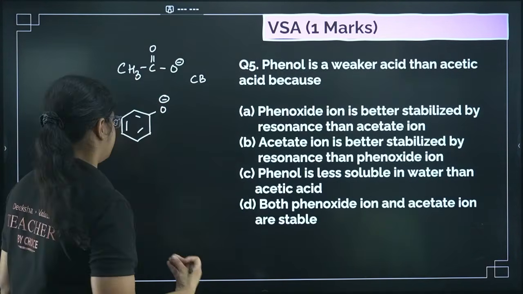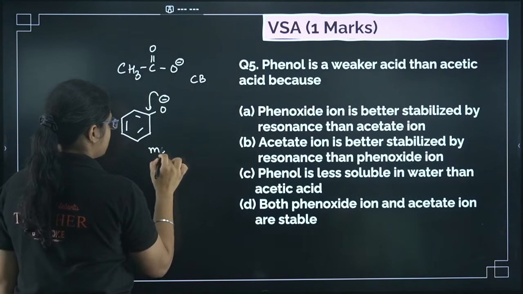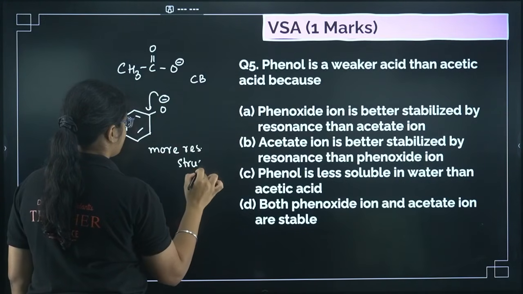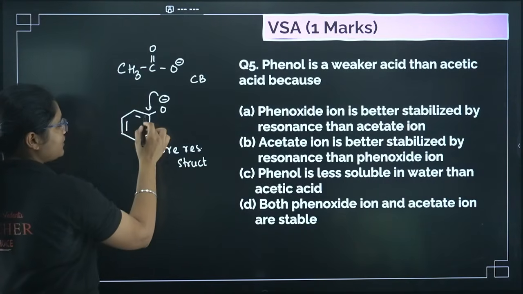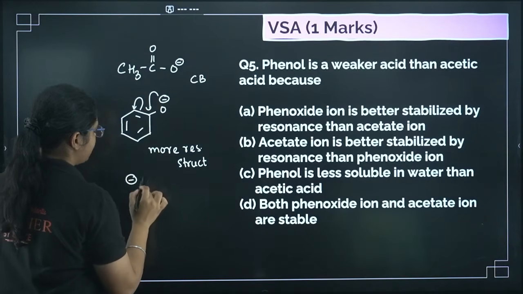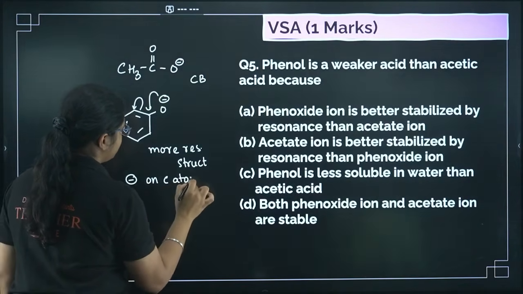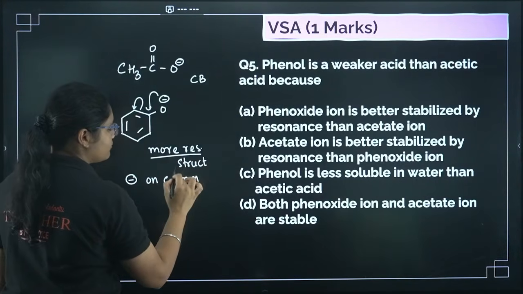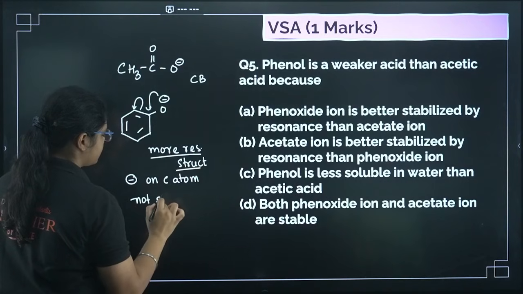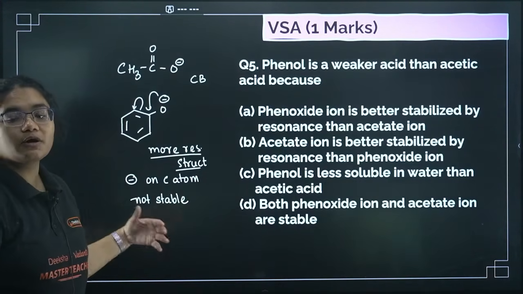Now what happens here is, we will have more resonating structures. But when this electron comes here, it will move here, so you will also have a negative charge on the carbon atom. This means we are having more resonating structures, but they are not stable, okay, they are not stable.